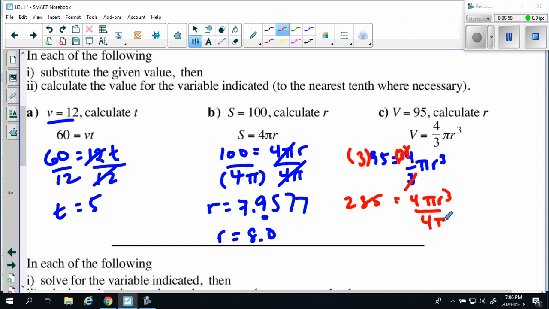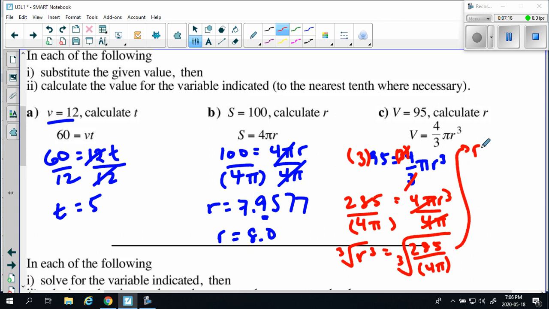And again, you can divide by 4 pi. Just make sure that when you put this in your calculator that this is in brackets. So r cubed is equal to 285 divided by 4 pi. And to get r by itself, you do need to do a cube root. And this is where your calculator skills are really tested. I think the best way to do this is to take the 285 and then divide by 4 pi. So if I do that, 285 divide by, in brackets, 4 pi, I'm getting approximately 22.696.